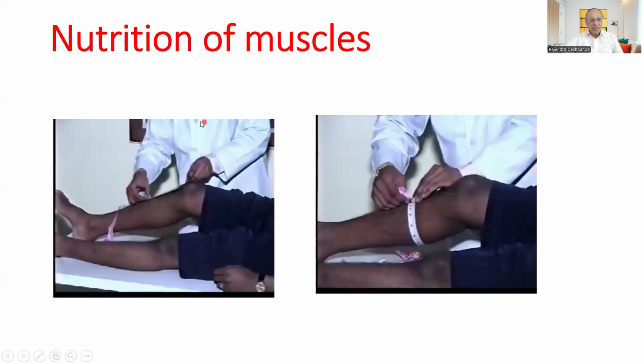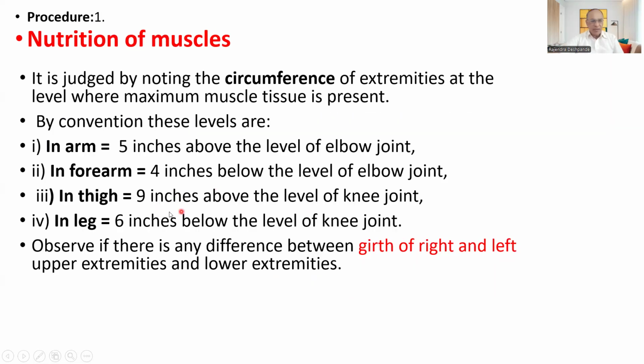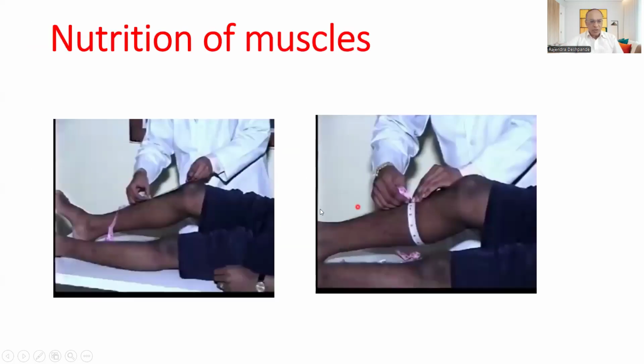Here you can see in my video, when you see the detailed video, you will see all these demonstrations. This is my teacher, Dr. A.R. Joshi sir, and he is showing how you examine the girth of that particular muscle. He has measured with a measuring tape, for example, 6 inches below the level of the knee joint. Here you are seeing 6 inches from the knee joint.